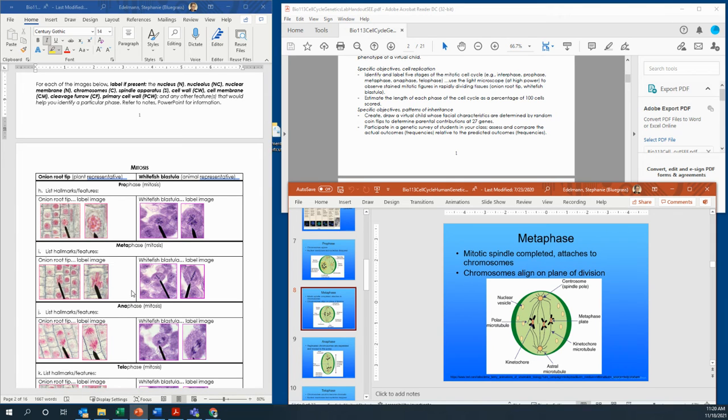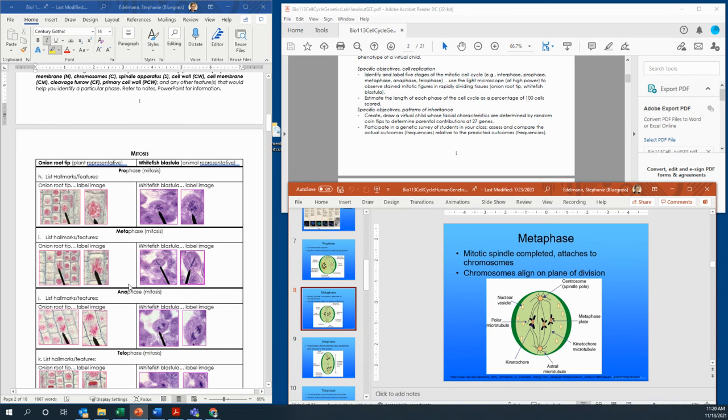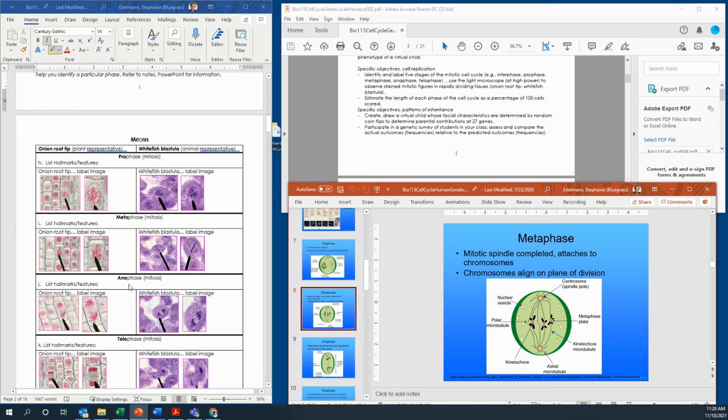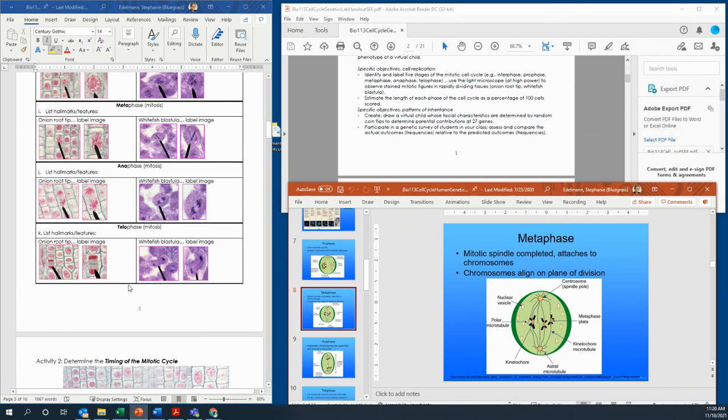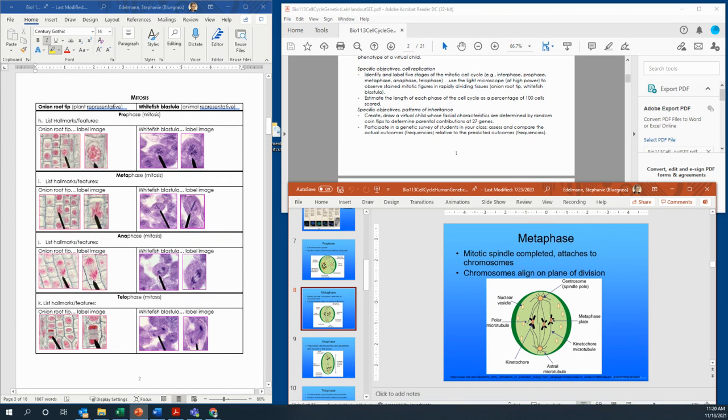In the original assignment, we asked you to actually label and put an arrow to it. But I'm only asking you to figure out what features are there. I hope that's going to help you complete that assignment.